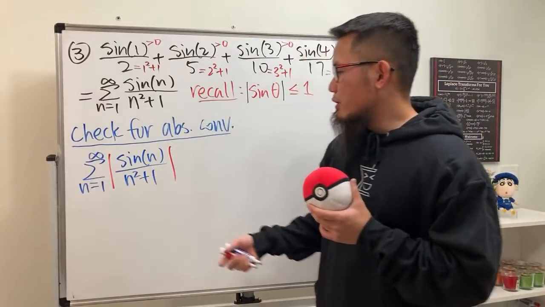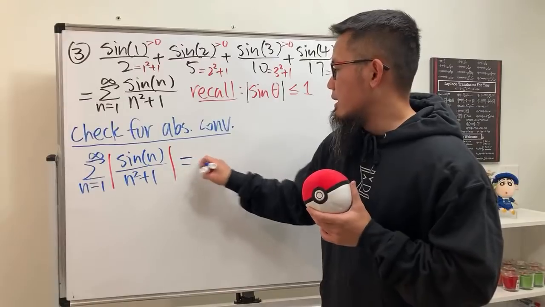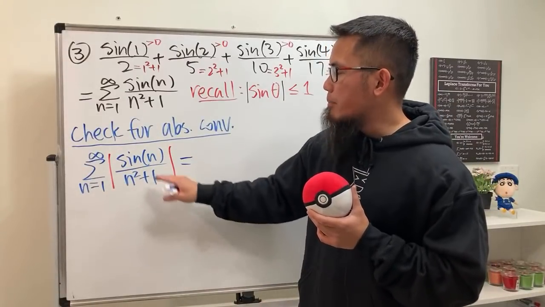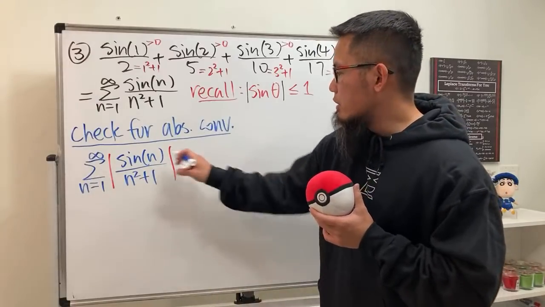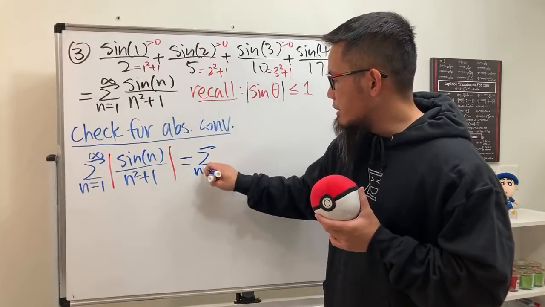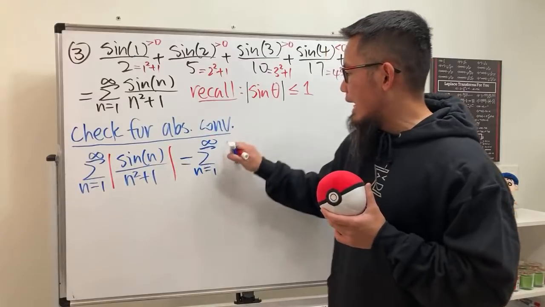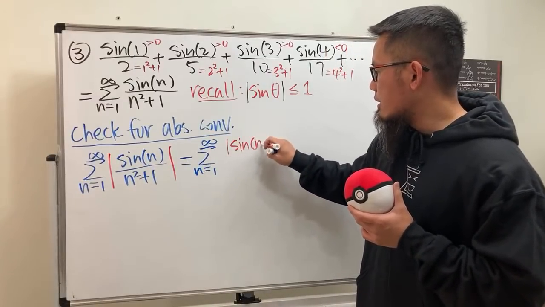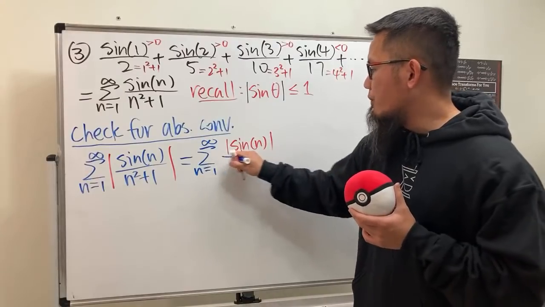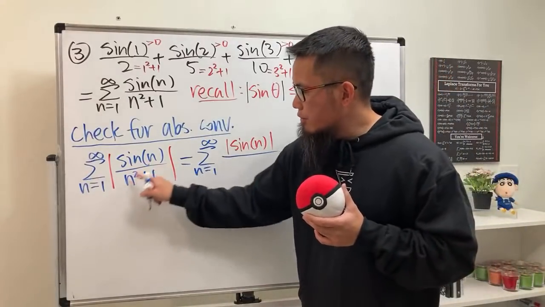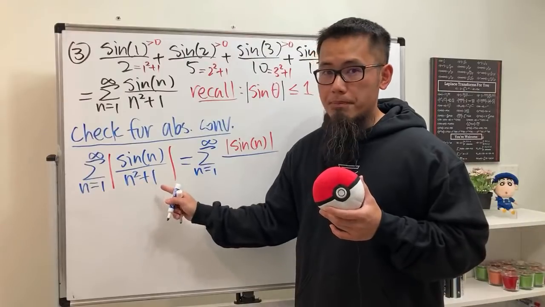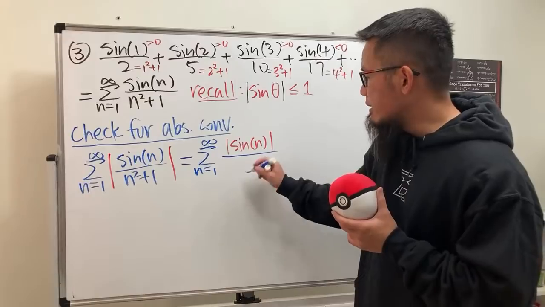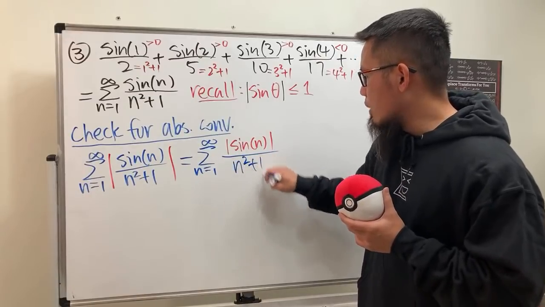So let's go ahead and write down all the steps. First, the absolute value of a quotient is the absolute value of the top over the absolute value of the bottom. So this is the same as the series with just the absolute value of sine n on the top, and then over the absolute value of n squared plus 1. That's always positive, so you don't need the absolute value for that. So we'll just write it down as n squared plus 1.